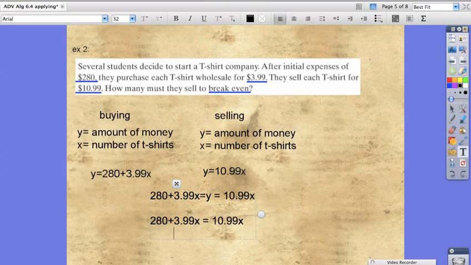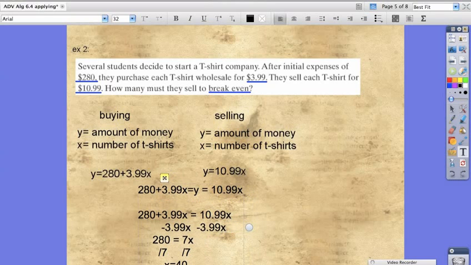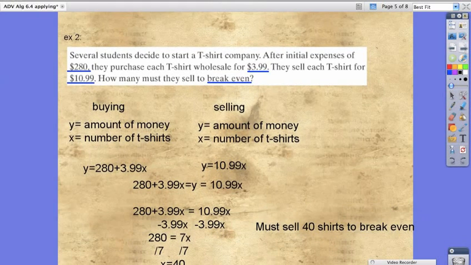Because I want to combine like terms, I'm going to subtract 3.99x from both sides. We're left with 280 equals 7x. To solve for x, we divide by 7 on both sides and find that x is equal to 40. Because x equals 40 for both equations, we must sell 40 shirts to break even. So now we've answered their question.